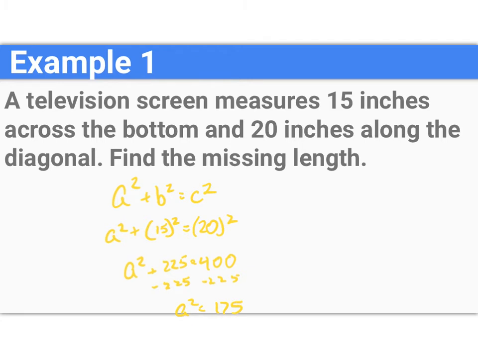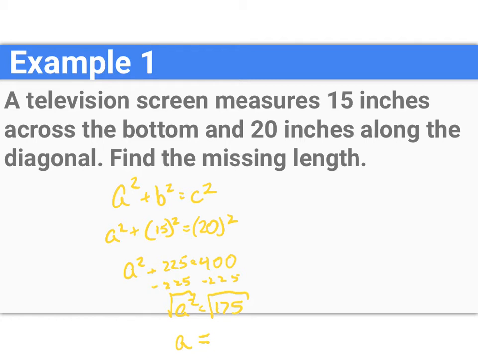So now, this is why we went over radical equations. You know that the opposite of a square is the square root. So if we take the square root of this side and the square root of that side, we know that we will get A. And since 175 is not a perfect square, the closest numbers are 13 squared, which is 169, and 14 squared, which is 196. So somewhere in between there. So we're going to be somewhere in between 13 and 14.